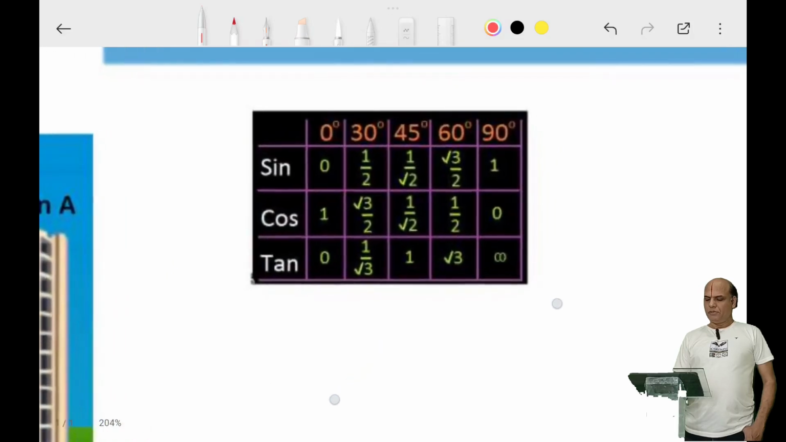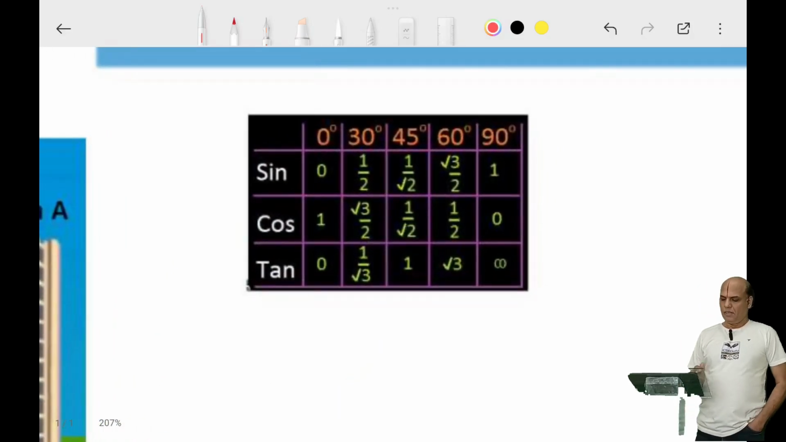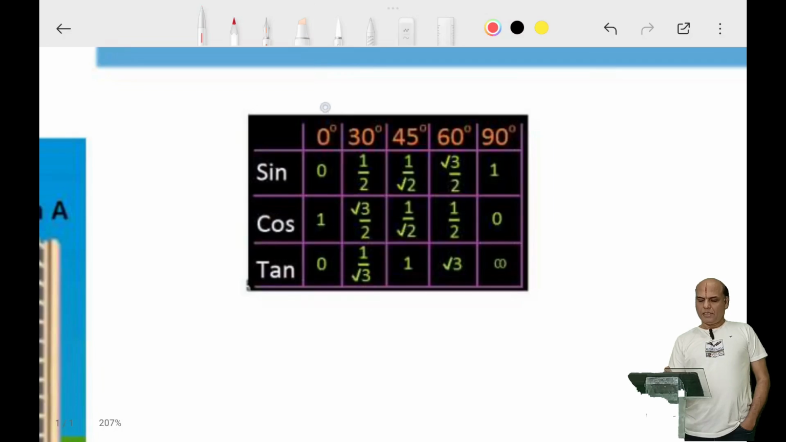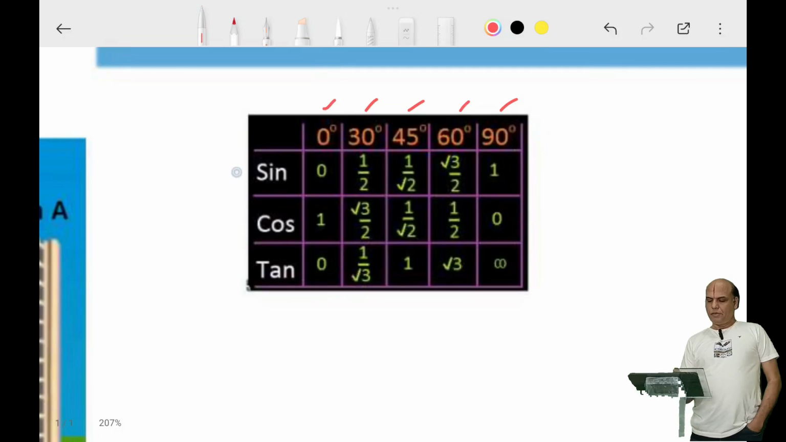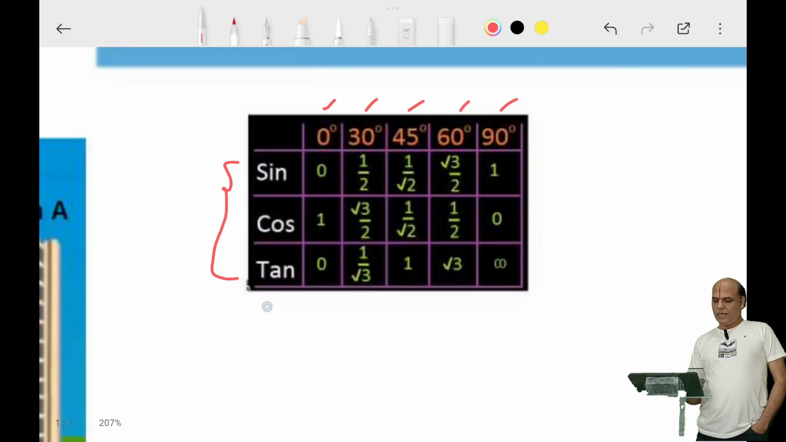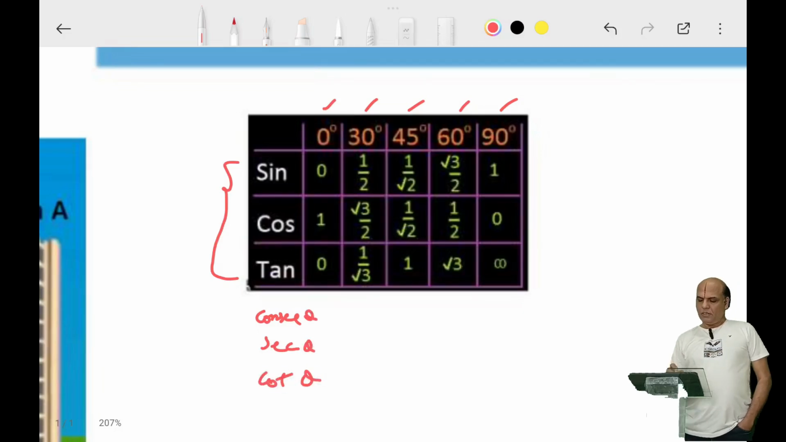Now these are the values which you need to remember. So the possible angles are 0, 30, 45, 60 and 90. So if you remember these three, sine, cos and tan, you can easily write down cosecant, secant and cot theta, because they are inverse of these ratios. If you remember sine theta and cos theta, it is enough, because tan theta is sine theta by cos theta. So this row by this row will give you tan theta.